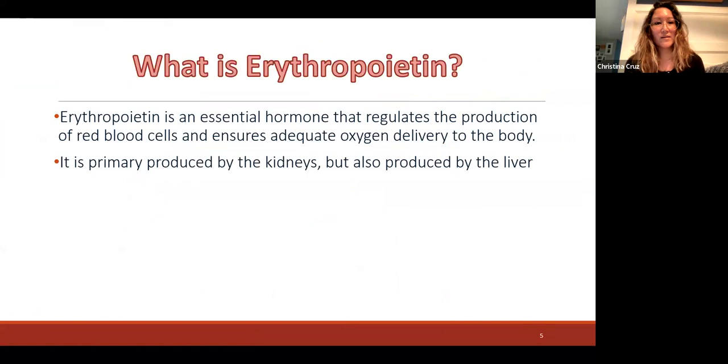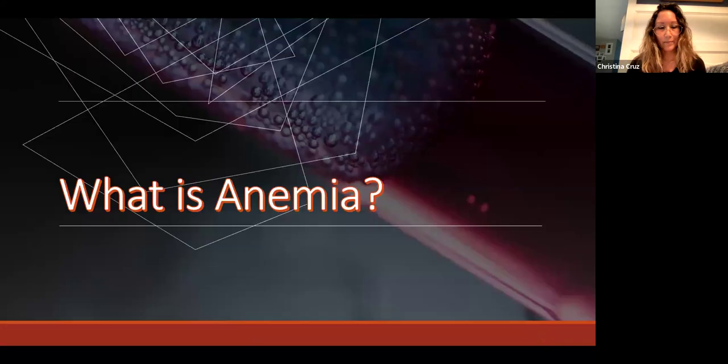What is erythropoietin? Erythropoietin is an essential hormone that regulates the production of red blood cells and ensures adequate oxygen delivery to the body, as we saw on the previous schematic. Hypoxia is a stimulus for the synthesis of erythropoietin or EPO, primarily by the kidneys. Specifically, it is secreted by the peritubular interstitial fibroblasts in the renal cortex. In fetal development, the liver, brain, spleen, and lungs also produce erythropoietin.